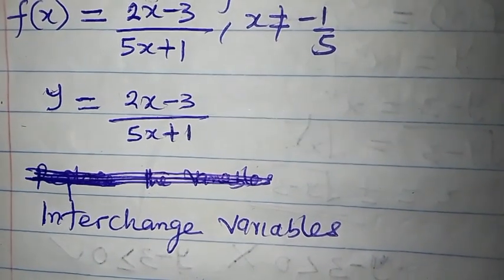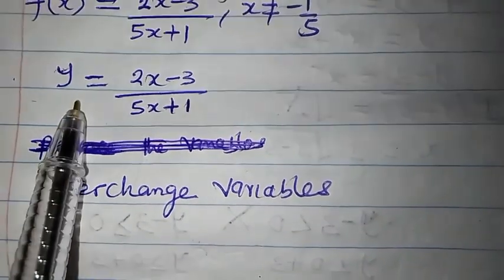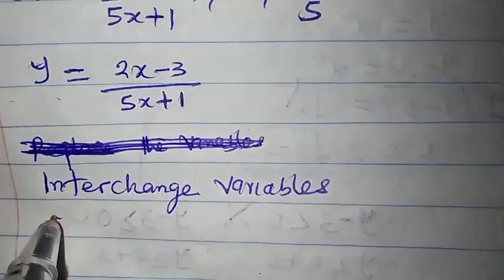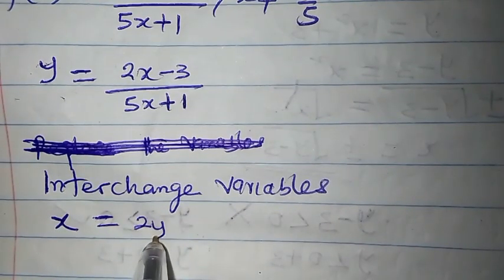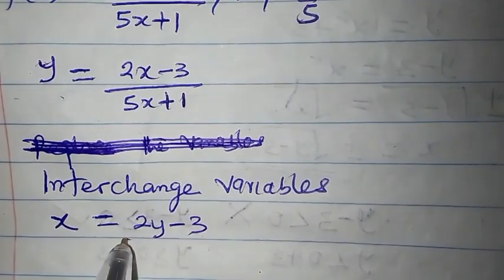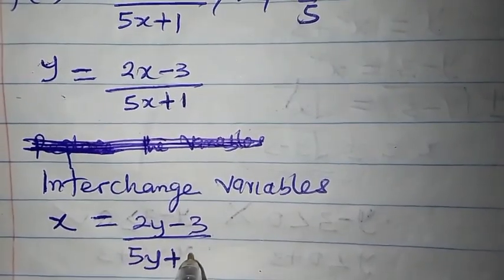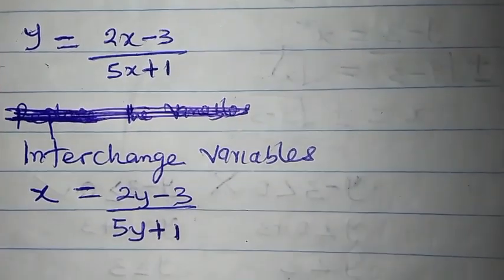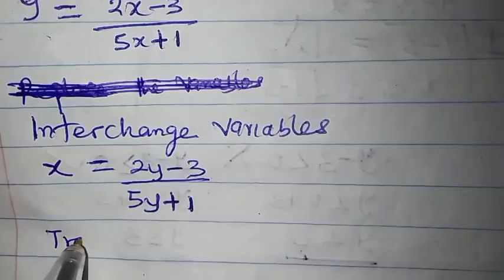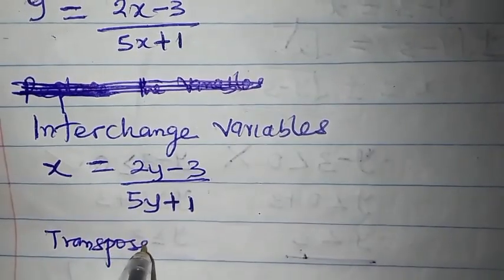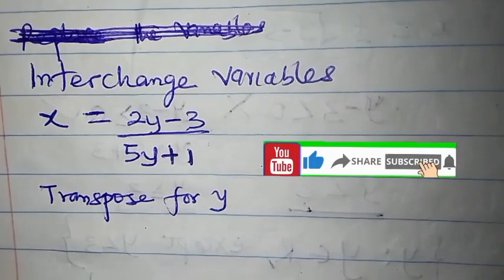In place of y, put x. In place of x, put y. So this will now be x is equal to 2y minus 3 all over 5y plus 1. Okay, so we will now make y the subject of the formula. That is, we transpose for y. To do this, the first thing is to clear the fractions.